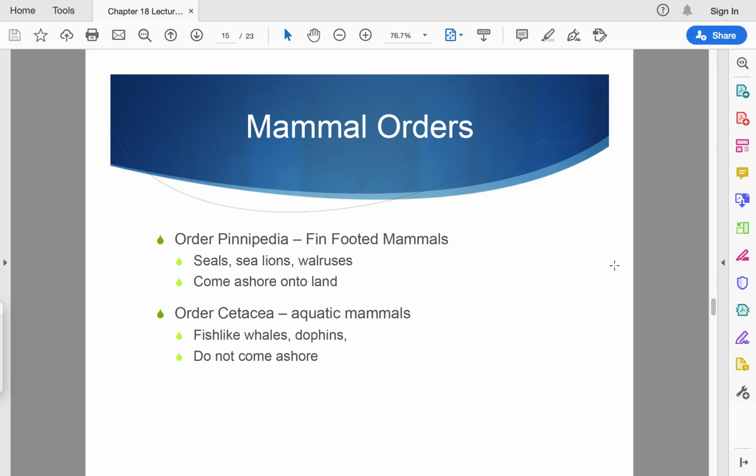Another order, Pinnipedia. These are the fin-footed mammals, seals, sea lions, walruses. These come ashore onto land. They do need air. Order Cetacea, aquatic mammals, fish-like whales, dolphins, and these, however, do not come ashore.